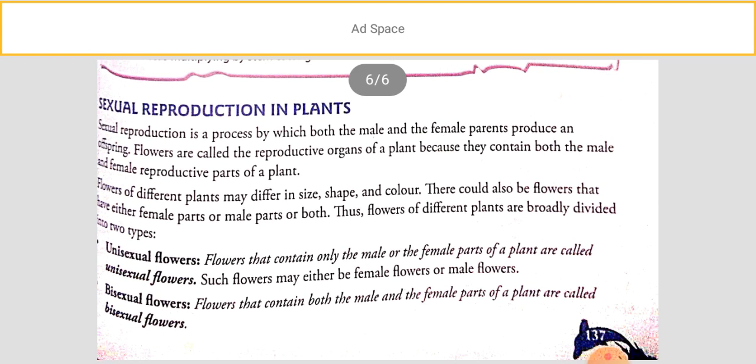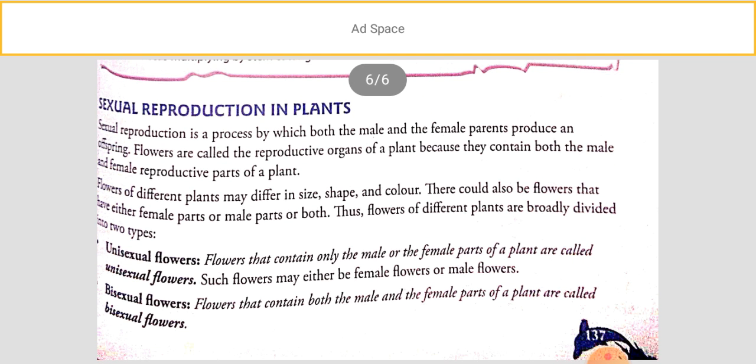Now we will see sexual reproduction in plants. What is the meaning of sexual reproduction? Reproduction which involves both male and female organs is called sexual reproduction. It is a process in which both the male and the female parents produce a new offspring. Offspring means new plants.